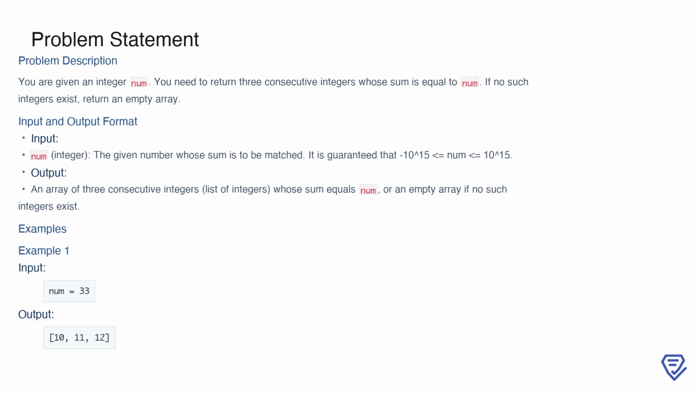Consecutive integers mean numbers that follow each other directly, like 10, 11, and 12. If such integers exist, we return them as an array in the form x, x plus 1, x plus 2. If it's not possible to find 3 consecutive integers with a sum equal to number, we return an empty array. For example, if the input number is 33, we should return 10, 11, 12, since 10, 11, and 12 add up to 33. This problem requires us to handle numbers ranging from 1 to 10 to the power of 15, so we need to think about efficient ways to solve it given such a large input range.